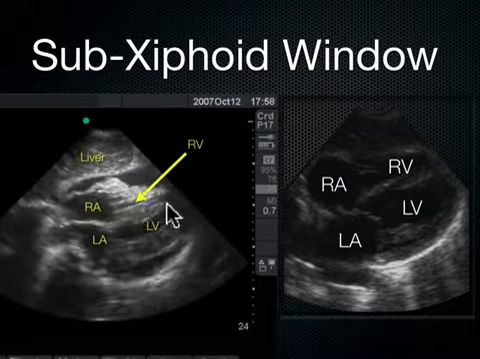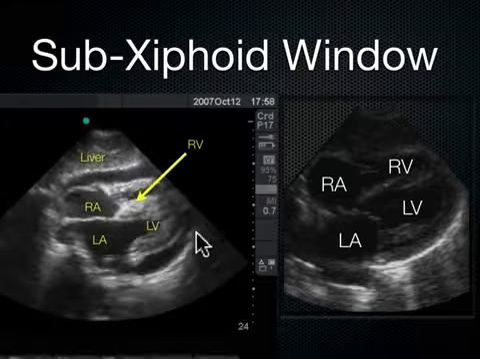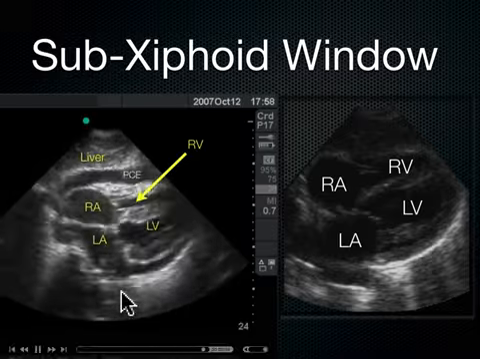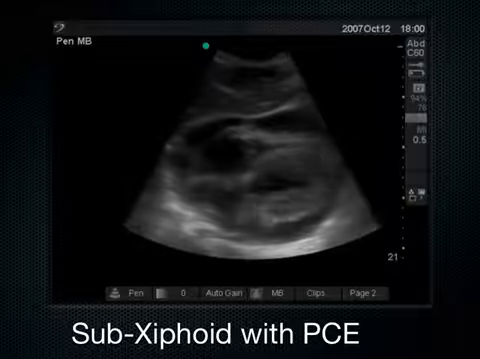We can make out here the right ventricle, the left ventricle, the right atrium, the left atrium. Here's the liver, and this whole thing around here is a large pericardial effusion. And that's the main stuff we're looking for. Here's another example of a subxiphoid view with the pericardial effusion.